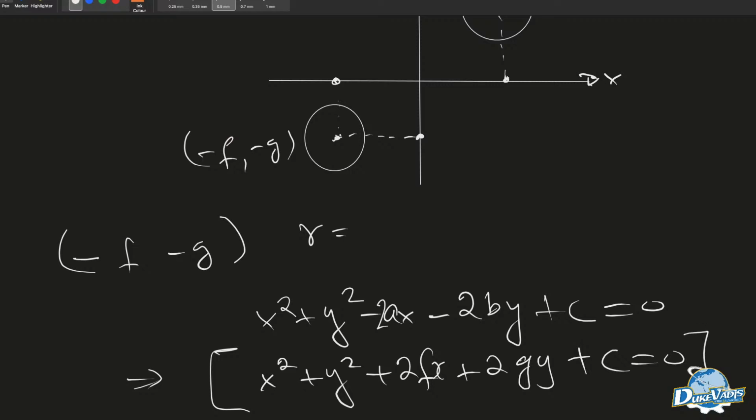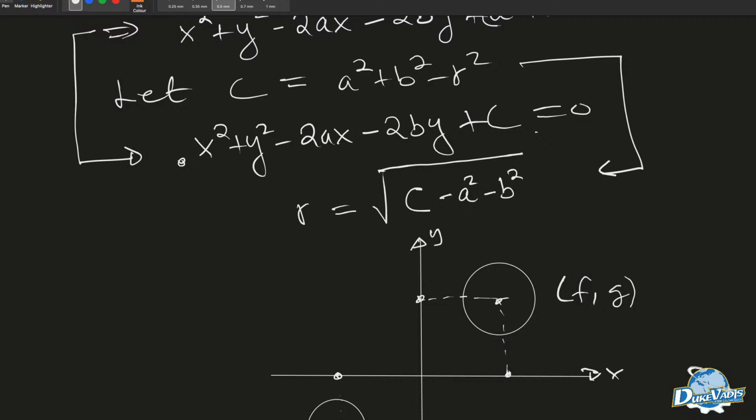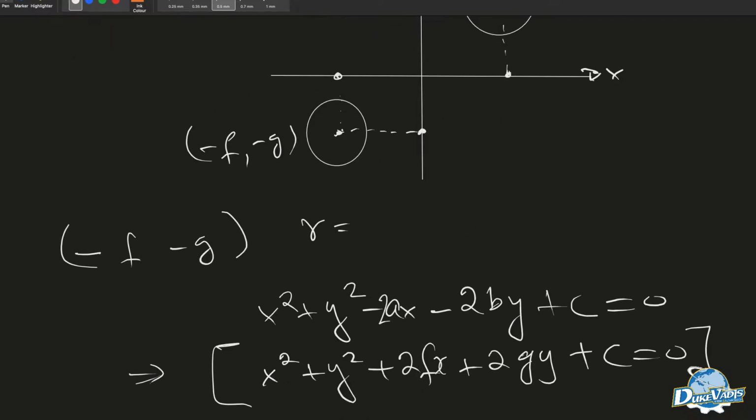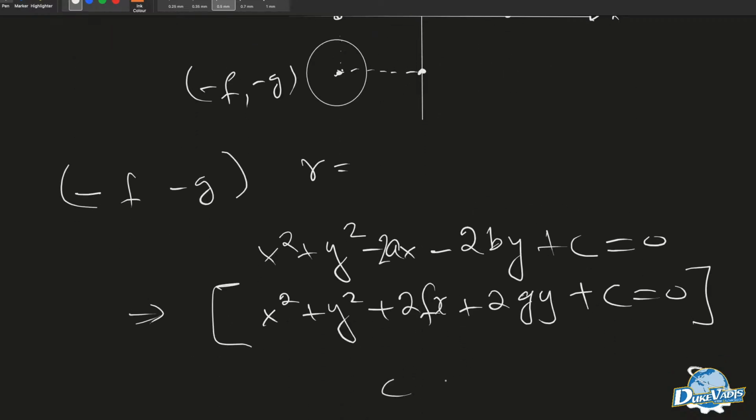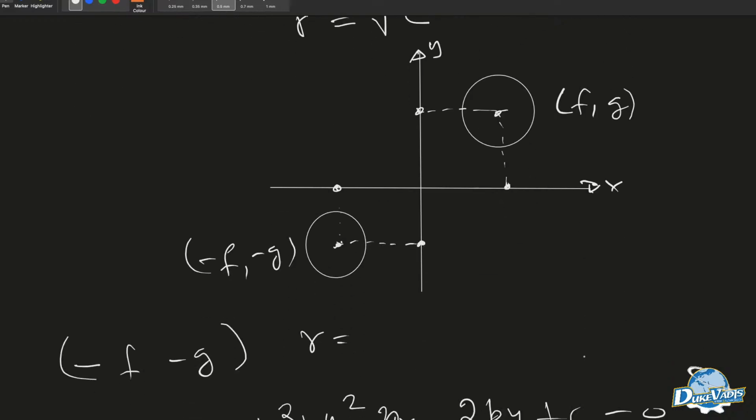Okay, with our radius, we have a c. The c will help us to be able to do that. So c is equal to the r, we can also say c is equal to what? a squared plus b squared minus r squared.